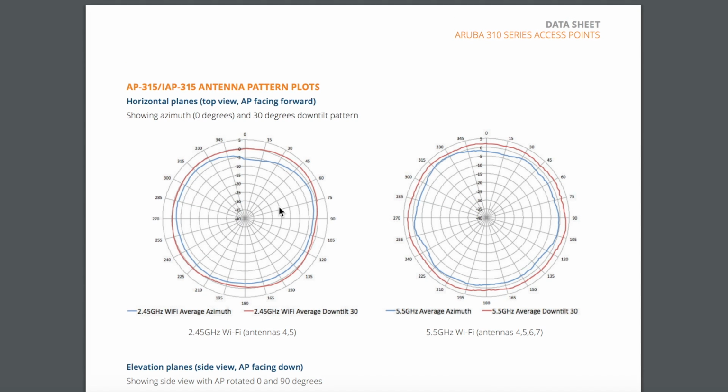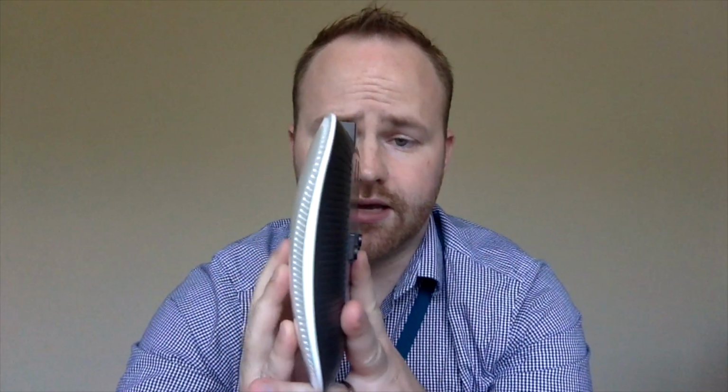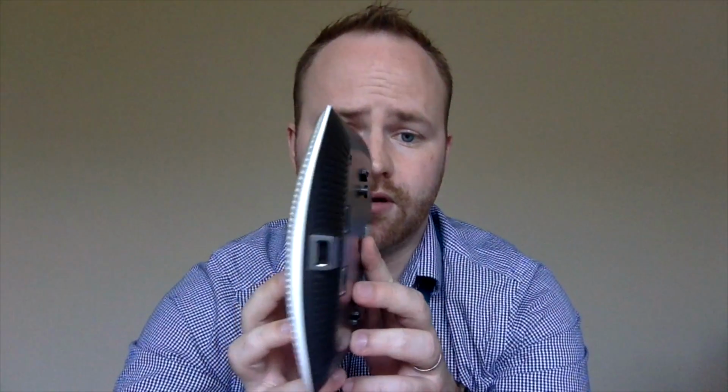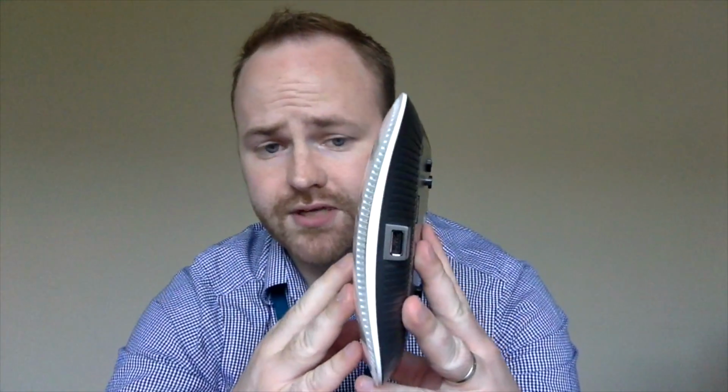So if we look at this particular diagram, we can see the horizontal or azimuth plane, which we're going to be pretending that we're at the top view with the AP facing forward again. So if I were to take this 115, we're going to turn it sideways again, but we're looking at the top again. And the reason you can tell is the lights here on the bottom; we're looking at the very top where the USB dongle is for the 115.